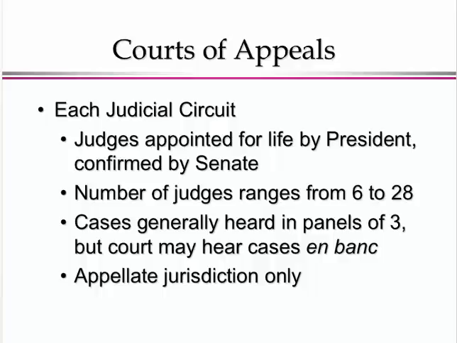In each judicial circuit, and it's called a circuit, the judges are appointed for life, confirmed by the Senate. The various circuits do not have the same number of judges. The number can range from 6 to 28 as authorized by Congress. They are generally heard in panels of 3, but the court can hear the cases en banc, which means as an entity. They have appellate jurisdiction only.